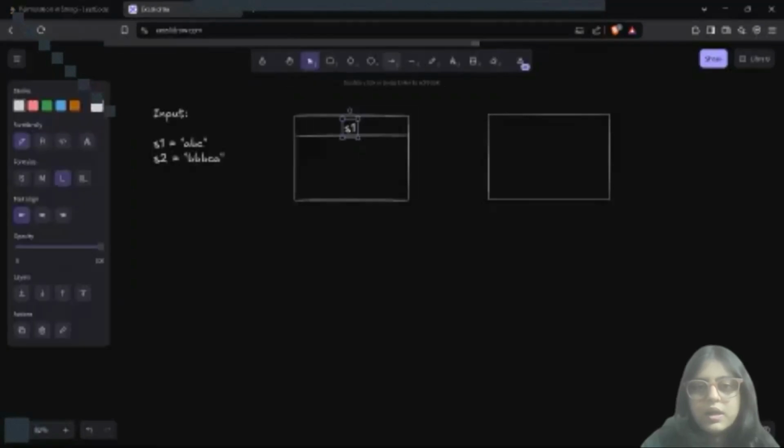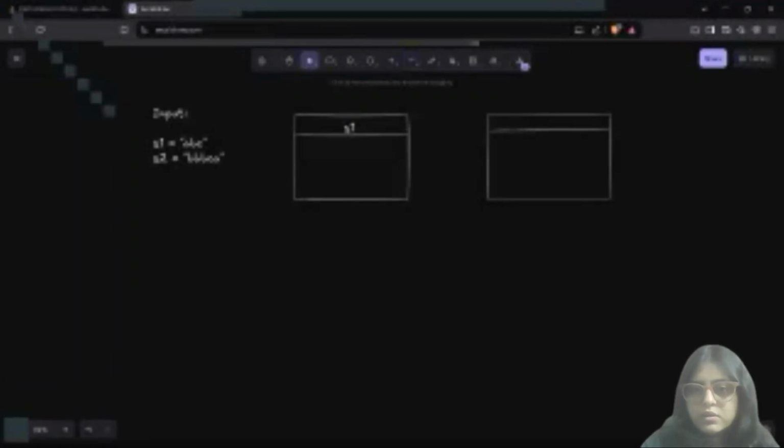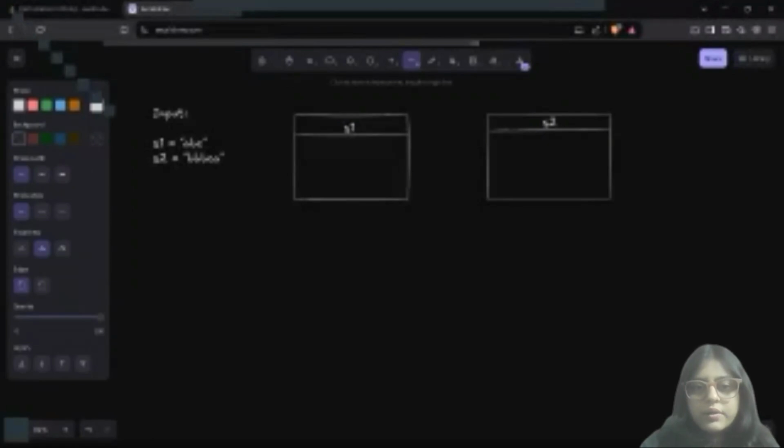This is S1, and the other one is of S2. Here S2 means a substring of S2 that will be matching at a particular instant. So we decide to create a map where we will be storing each and every element with their corresponding frequency.